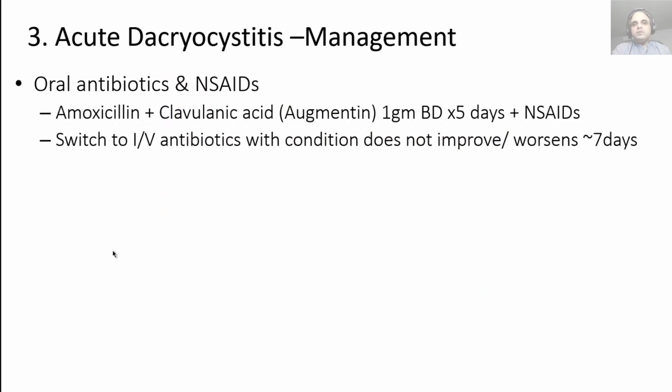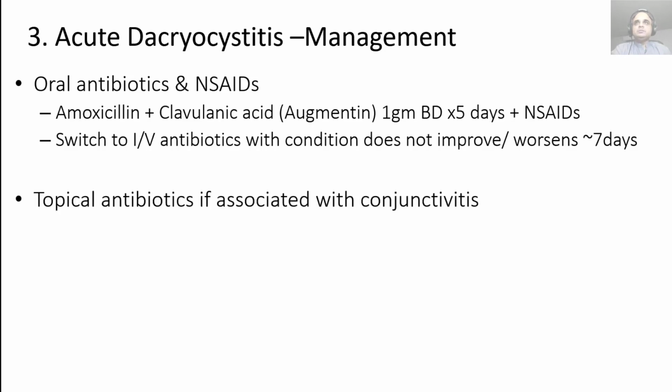So what do we do? Obviously, the way to go is, again, you need an antibiotic together with a non-steroidal, and these are oral to begin with. I've written the trade name here. Don't blame me. It's just to make your life easier. And if oral antibiotics don't work within about a week, switch to IV, because this infection can spread to preseptal, orbital, and then finally to central nervous system tissue. If you have a concurrent conjunctivitis, a topical antibiotic is indicated.